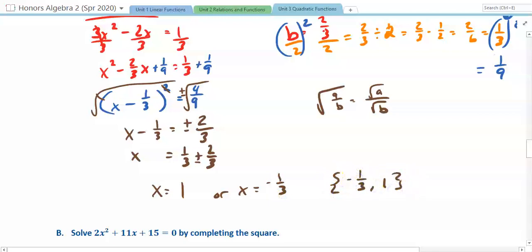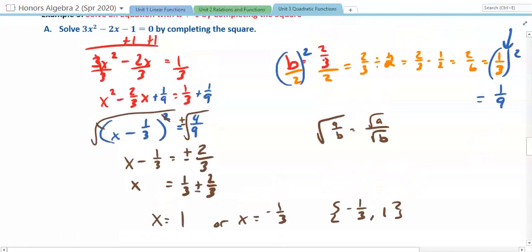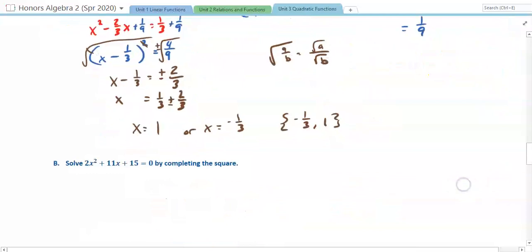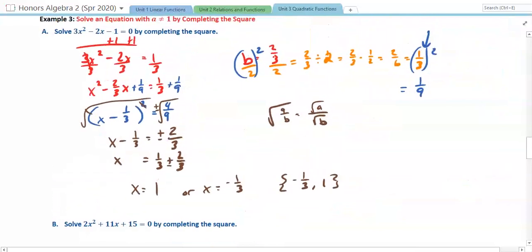Okay. And so again, the key thing here, we've got a fraction involved in here, but the fraction's not terrible if we go back to 4th grade math for a second and remember how to divide fractions, right? Just remember, multiply by the reciprocal, okay? So like we did before, I want you to pause the video here and try example B. 2x squared plus 11x plus 15 is equal to 0. So pause the video here, try this example.